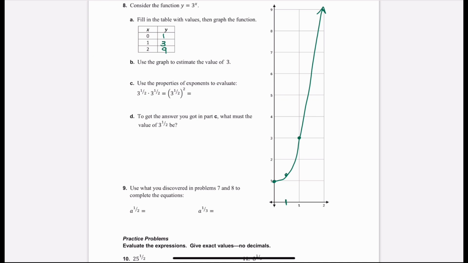3 to the 1/2 times 3 to the 1/2 is 3 to the 1/2 squared, and that's like saying this. We're going to multiply those exponents. And 1/2 times 2 is going to be a 1. Half of 2 is 1, so this is going to be 3 to the first, which is 3. So 3 to the 1/2 has to be equal to the square root of 3, because we need two things that multiply to just equal 3.